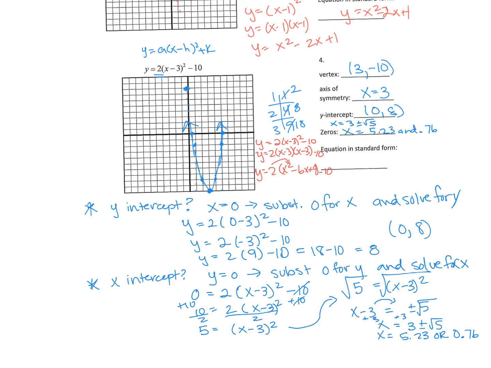Now I'm going to handle my multiplication. I'm going to distribute my 2 to each term. I get y equals 2x squared minus 12x plus 18. Don't forget your minus 10 is there at the end. Oh, that's an 18. So gathering up my like terms, I now have 2x squared minus 12x, and 18 minus 10 is plus 8. This is my equation all multiplied out to standard form: y equals 2x squared minus 12x plus 8.